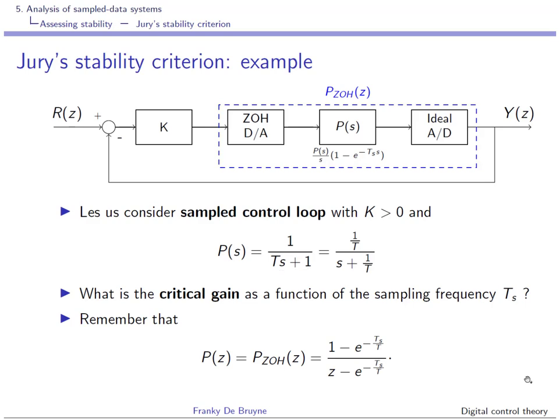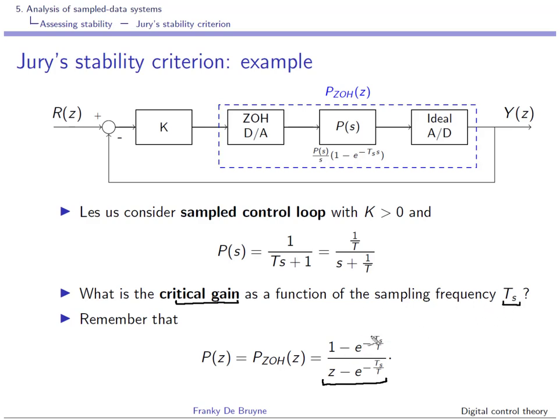We will now review this situation in the case of a sampled data system. So we will have to work with the zero order hold discrete equivalent of the process. And remember that we have computed this zero order hold equivalent in the previous section. So the question is now, what is the critical gain as a function of Ts?